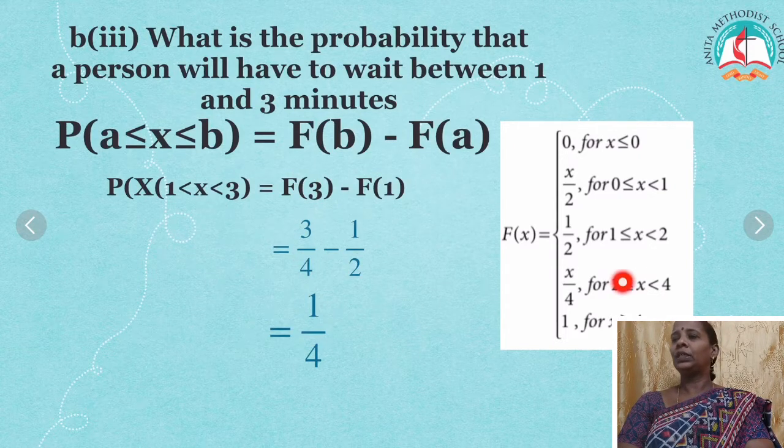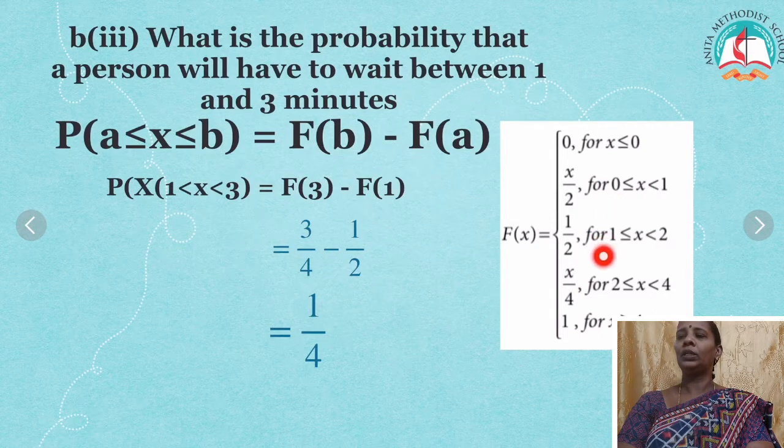So what is f of 3? 3 lies in x by 4, so it is 3 by 4. F of 1, where is f of 1? Here and here you have 1, but here only 1 is less than or equal to. So you should write 1 by 2, giving 3 by 4 minus 1 by 2.